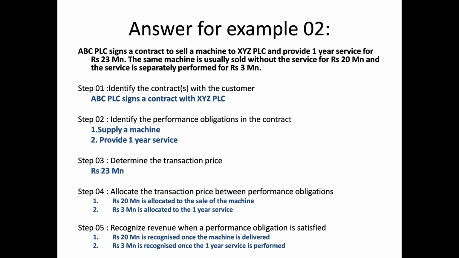Step 5. Recognize revenue when a performance obligation is satisfied. You had 2 performance obligations. Therefore, step 5 should be written under 2 parts. Number 1, rupees 20 million is recognized once the machine is delivered. Number 2, rupees 3 million is recognized once the 1 year service is performed.